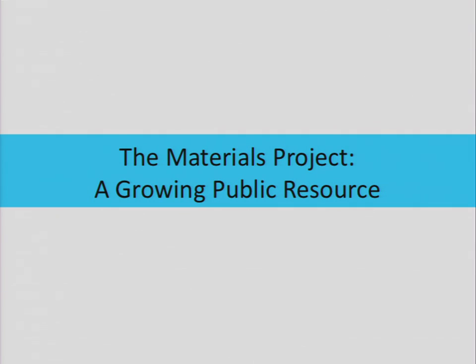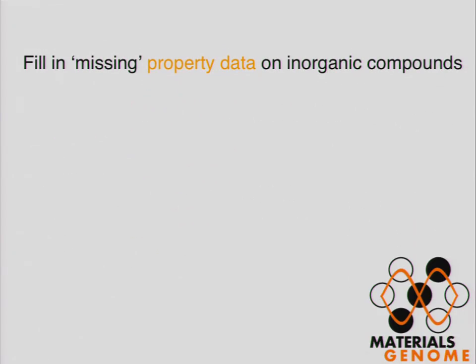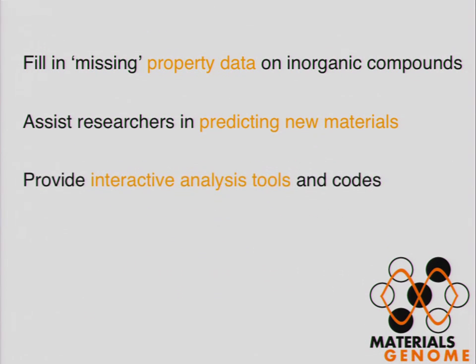So we started the Materials Project, which is a public resource. And the Materials Project basically aims to fill in that missing property data that we talked about in the beginning. If we knew more about the materials up front, then maybe we can design better ones. Assist researchers in predicting new materials, provide interactive analysis tools and codes. You can check it out, www.materialsproject.org. You'll see, and I'll show you some of it.